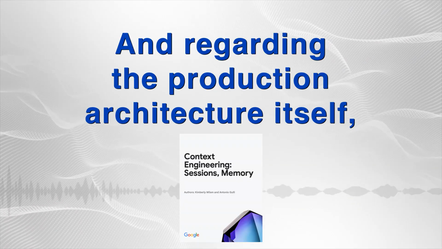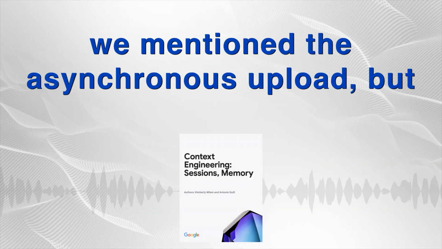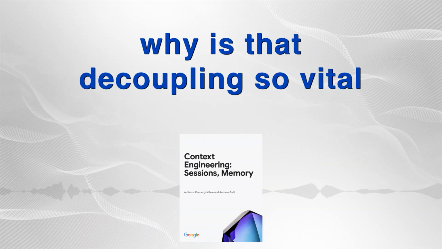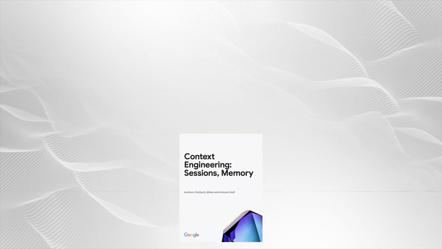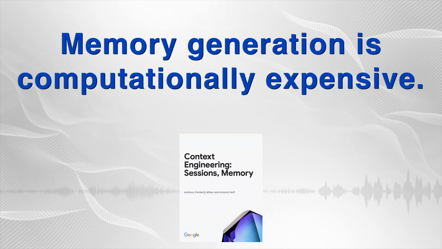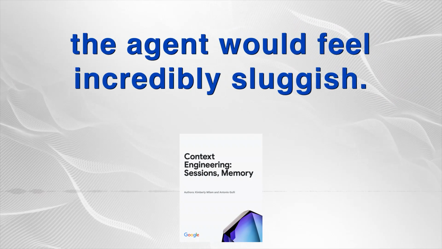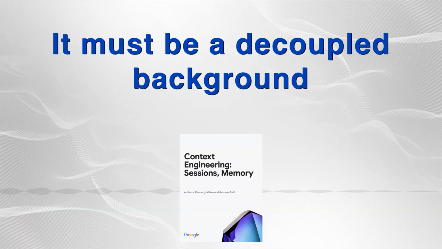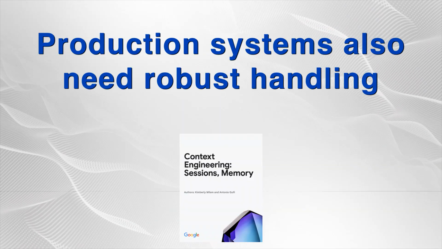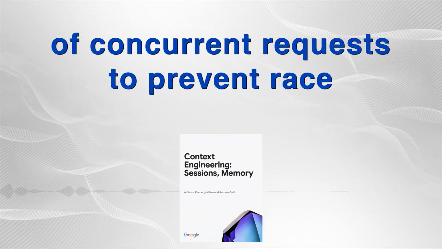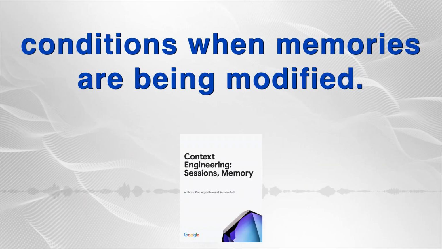And regarding the production architecture itself, we mentioned the asynchronous upload, but why is that decoupling so vital for memory generation? It is non-negotiable. Memory generation is computationally expensive. If this were blocking the user, the agent would feel incredibly sluggish. It must be a decoupled background process. Production systems also need robust handling of concurrent requests to prevent race conditions when memories are being modified.